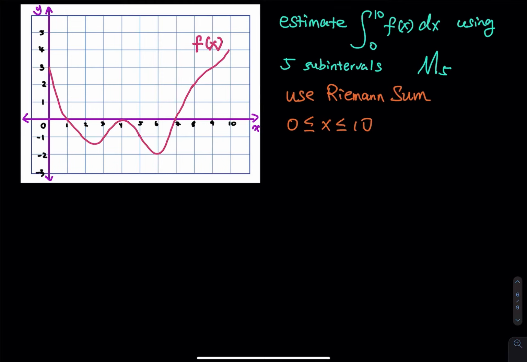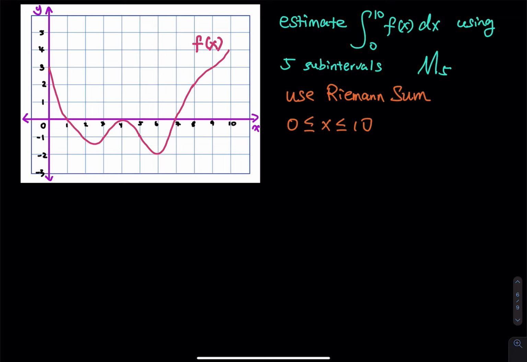In this video, I would like to use the Riemann sum midpoint using five subintervals to estimate the area under the curve of this function. So the function is f of x. We don't know what f of x is. We only have a graph. If you look at the graph, the x starts at 0 and terminates at 10. So I know the domain is between 0 and 10.